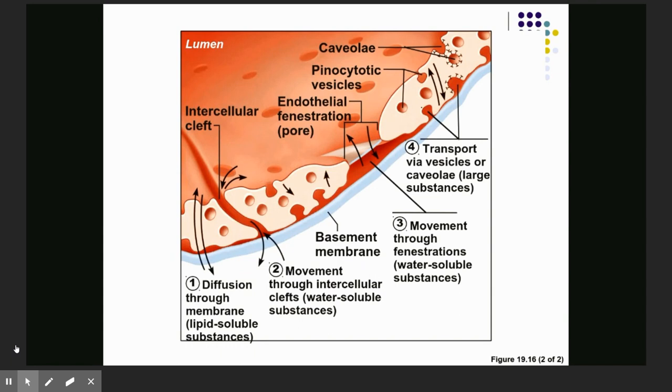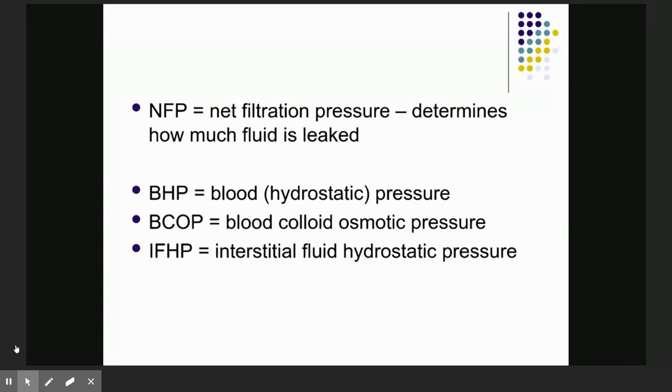And if it's a fenestrated capillary, more fluid is going to leak out because it's got all these holes. Well, if we want to know how much fluid is going to leak out, we have to figure out the pressure that it's under. But it's not just any pressure, it's what's called the net pressure. The net filtration pressure, or the NFP. Filtration means it's going to make fluid come out.